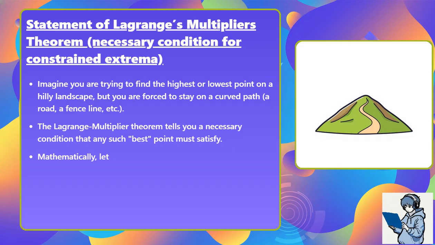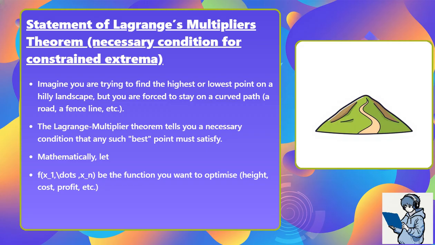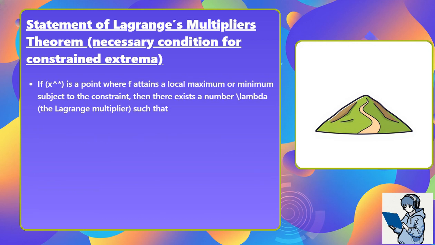Mathematically, let f(x1, ..., xn) be the function you want to optimize: height, cost, profit, and so on. Let g(x1, ..., xn) = 0 be an equality constraint, the road you must stay on. If x* is a point where f attains a local maximum or minimum subject to the constraint, then there exists a number lambda, the Lagrange multiplier, such that nabla f(x*) + lambda times nabla g(x*) = 0, and g(x*) = 0.